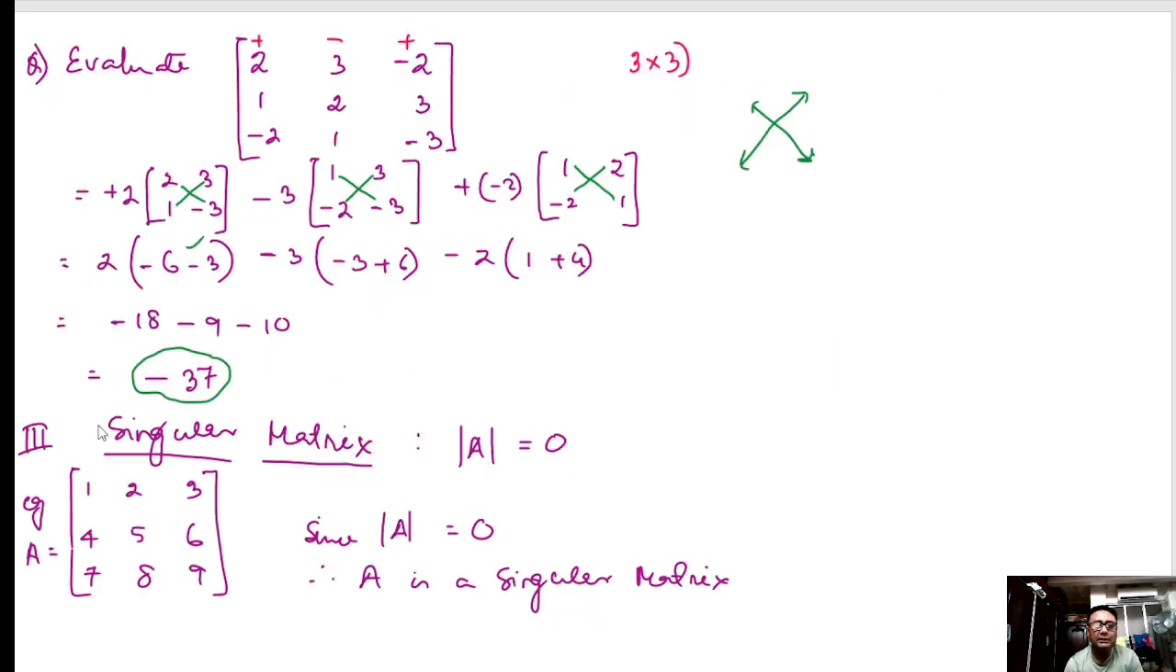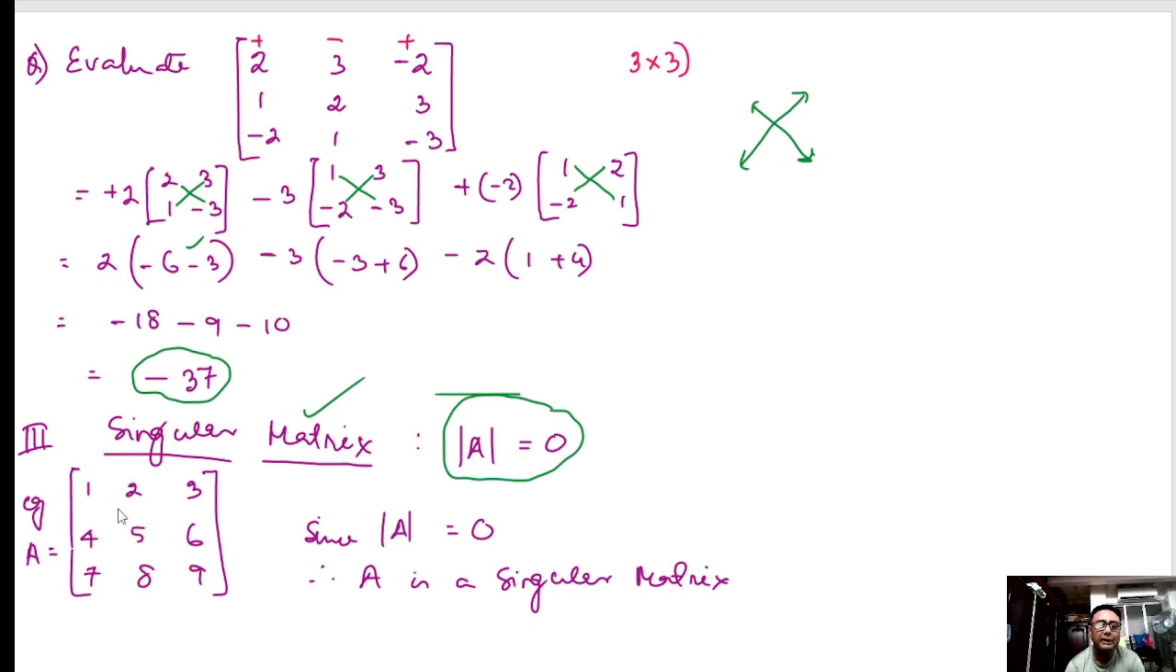Let's see, the next thing is singular matrix. Okay friends, so singular matrix, what is it? What is a singular matrix? If the modulus of A comes 0, it is a singular determinant. It's called a singular determinant or a matrix.